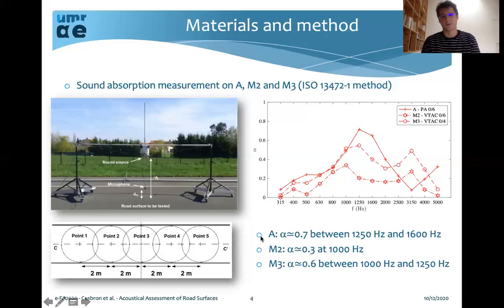So for road surface A, you can see a peak there between 1250 Hertz and 1600 Hertz. And the peak of the absorption coefficient is about 0.7. For M2, you have absorption of 0.3 at 1 kHz, and for M3, you have absorption of 0.6 between 1 kHz and 1.25 kHz.